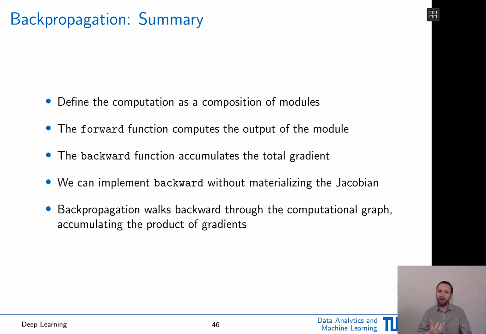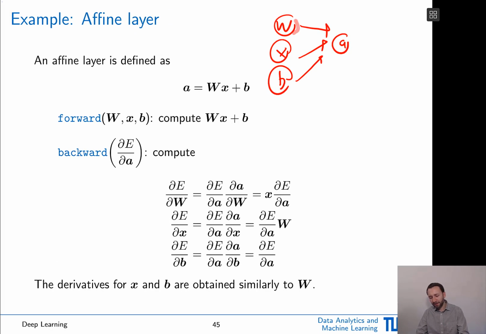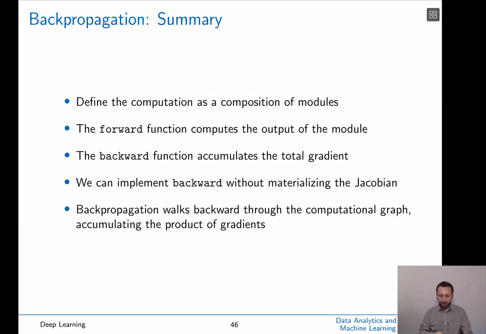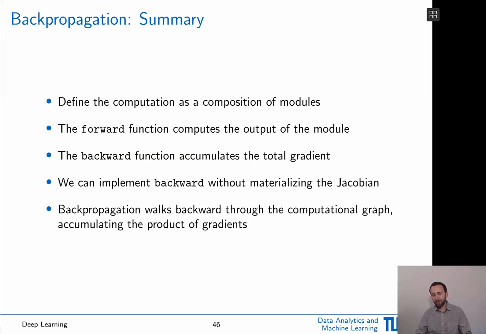They can be these affine layers. They can be more complicated layers. They can also just be variables. Like here, for example, W is just a matrix. This is also one specific module, which is just a variable. So you have these different kinds of modules. And what you have to provide for every module is the forward pass, which simply computes the output, and you have to implement the backward pass, which accumulates the total gradient. It gets the global gradient from the later layers, from the later modules, and it accumulates it.